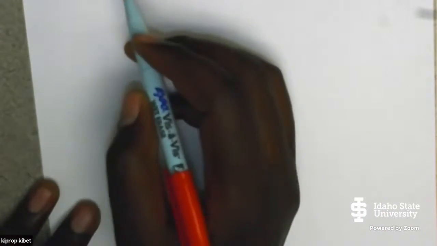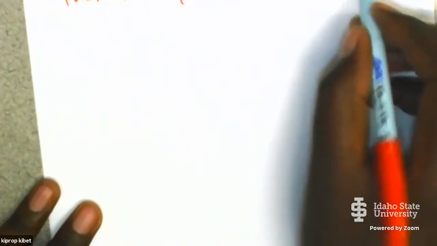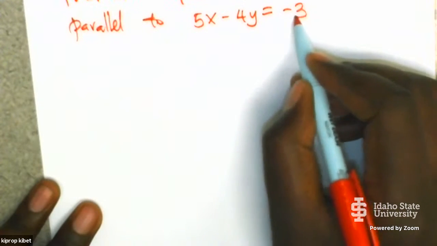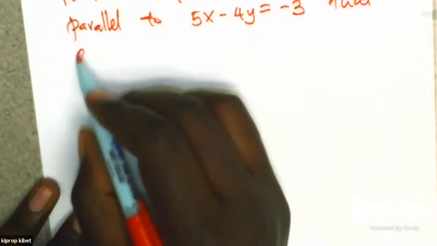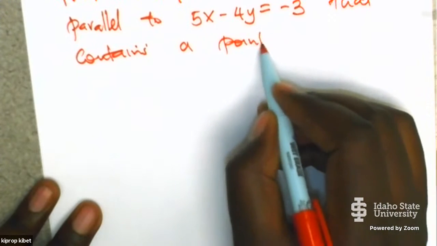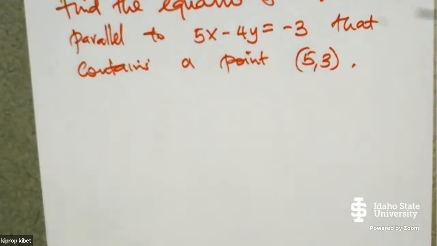Okay. Another example. Find the equation of a line parallel to 5x minus 4y equals minus 3 that contains the point (5, 3). Find the equation of the line.